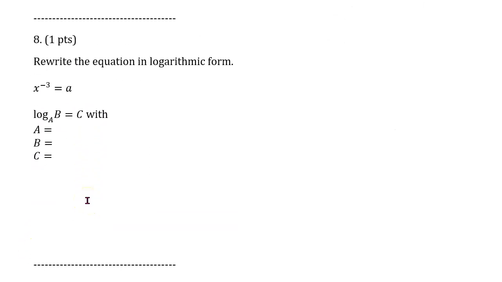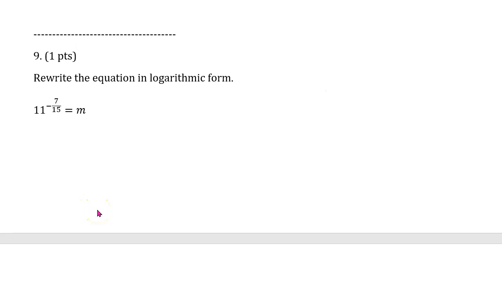Let's look at number 8. Rewrite the equation in logarithmic form. To write it in logarithmic form, I look at the base first to see if I need log or ln. The base is x, so I write log, base of x, equal to the power, which was -3, and the original answer was a, which goes next to the log base x in logarithmic form.